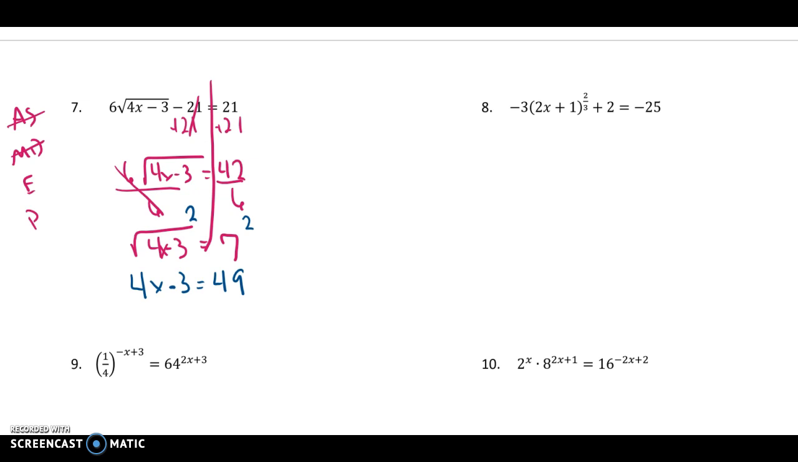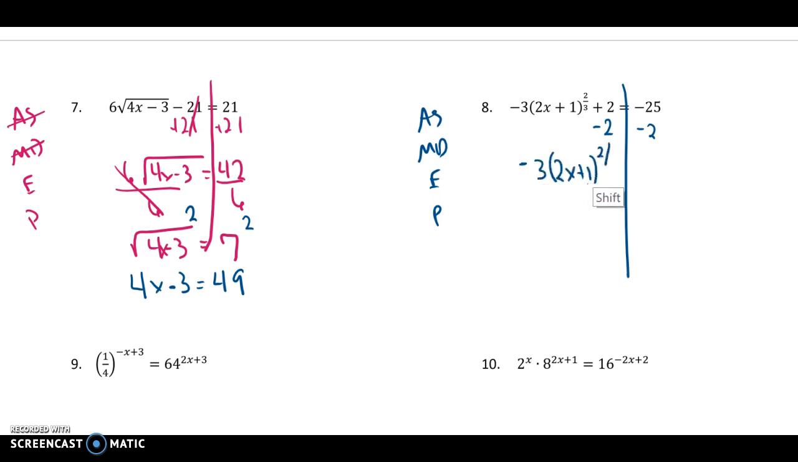So moving on to number 8, because you can pause and then pick up. Again, one type of x. I'm just going to make my little checklist. And I'm going to work to get x by itself. So my addition subtraction that I'm going to move is the plus 2 because it's not in the parentheses. So I'm going to minus 2. So over here, I have all of this. Over here I have negative 27.